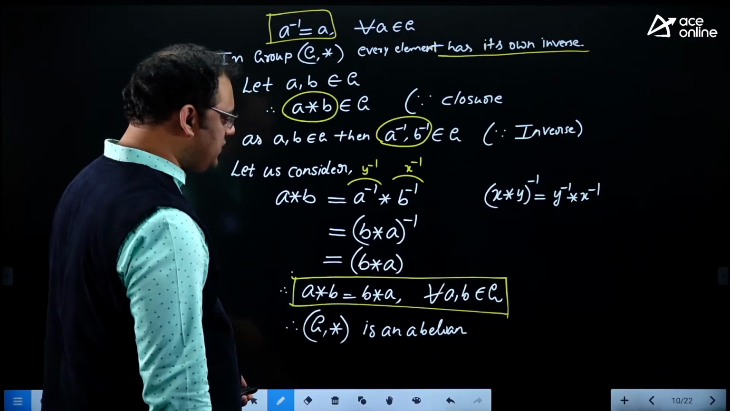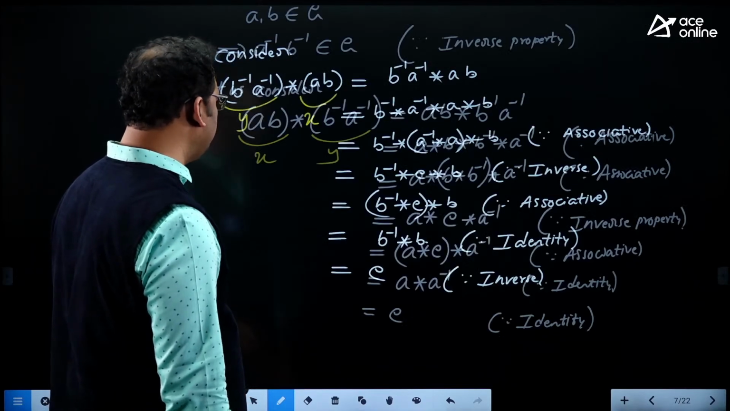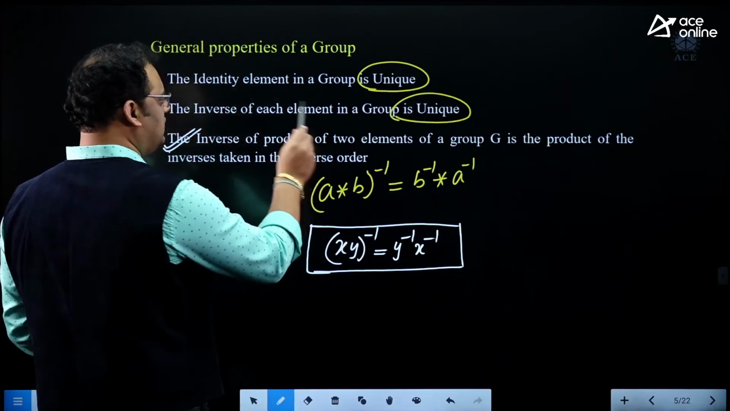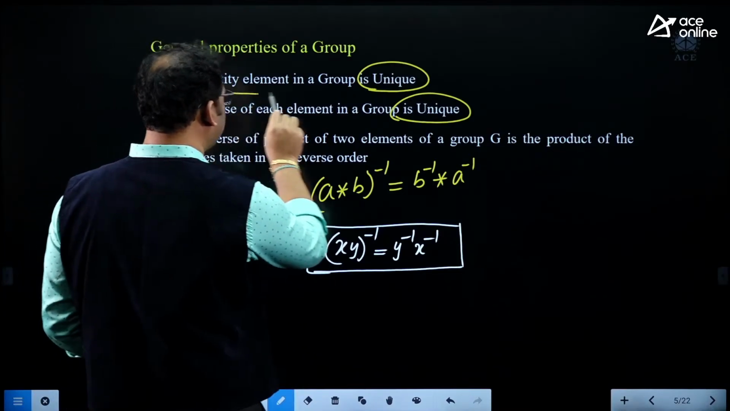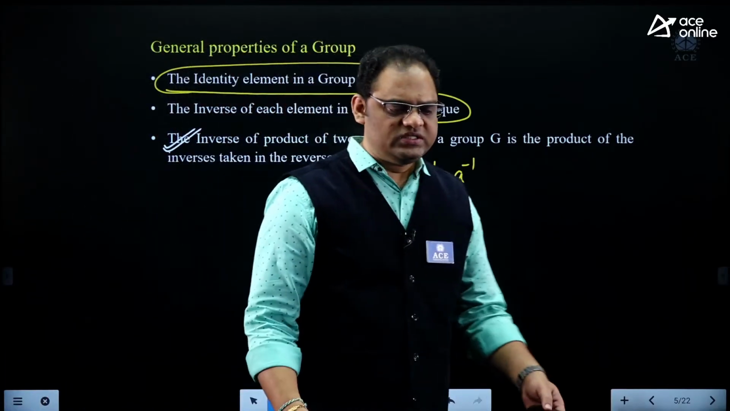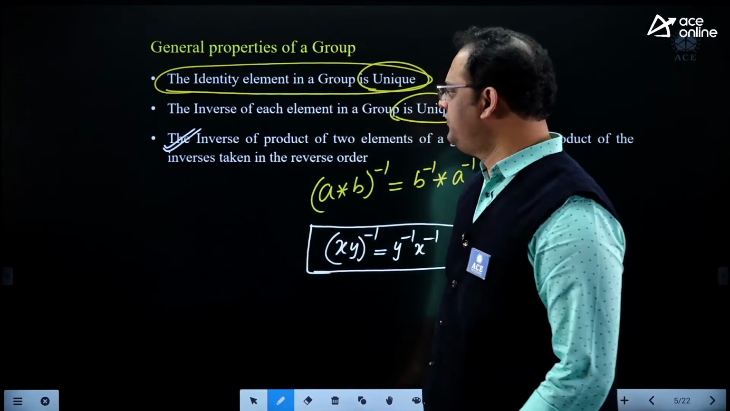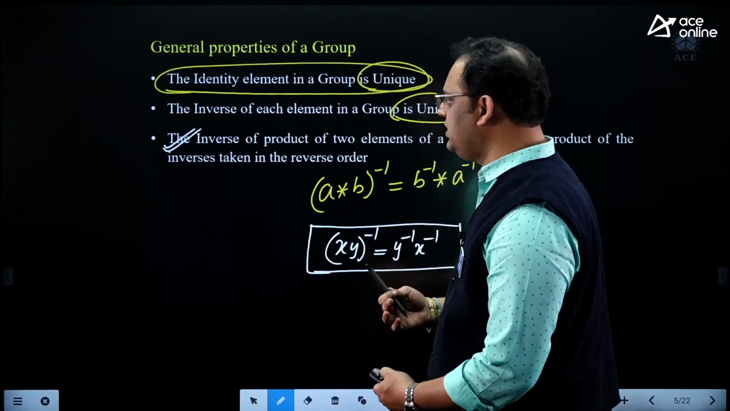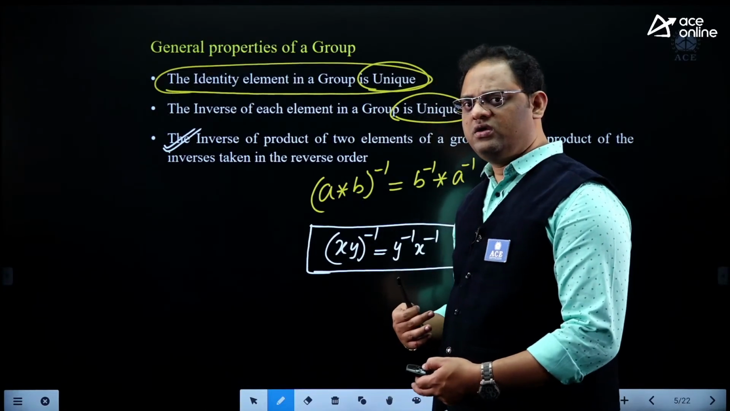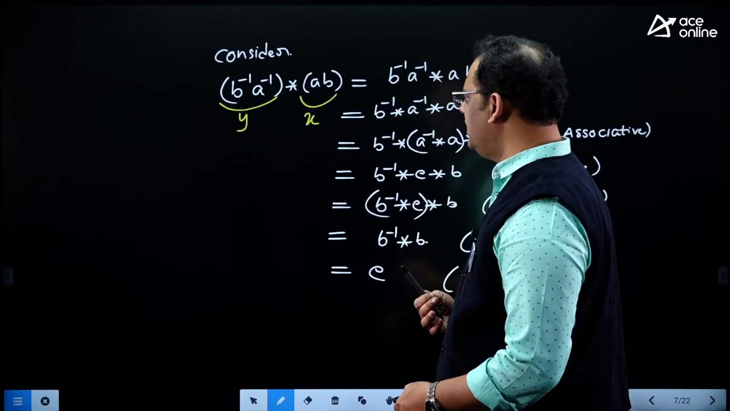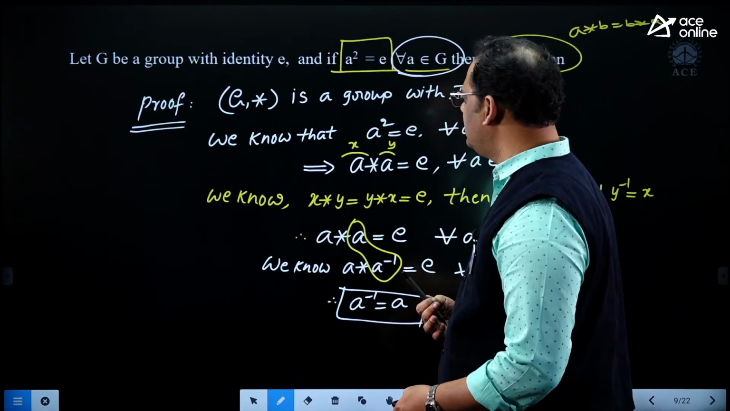So whatever properties we have discussed, something about identity and inverse. Yeah, let us take the first one. The identity element of a group is unique. Yes, sir. How are you saying the identity element of the group is unique? Let us go for the proof of this theorem in the contradiction way. Right? Let us go to the contradiction, just like an indirect proof method. Let us go for negation.